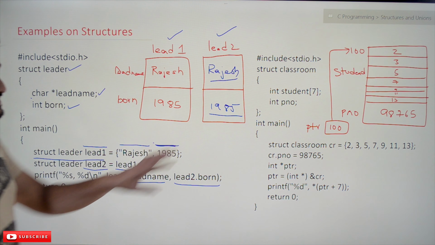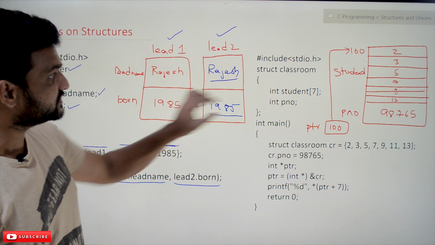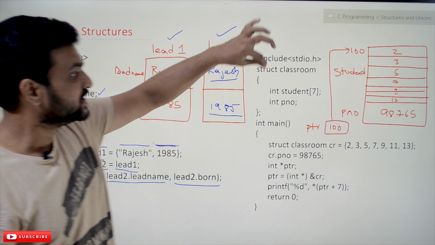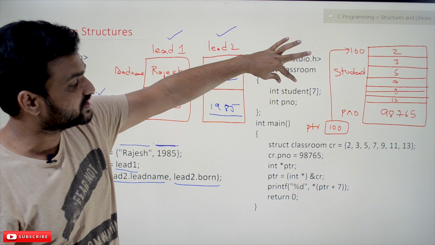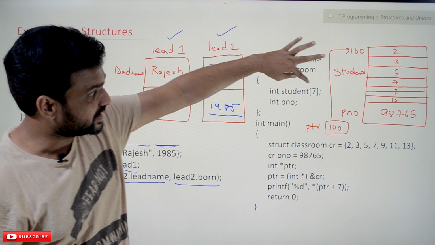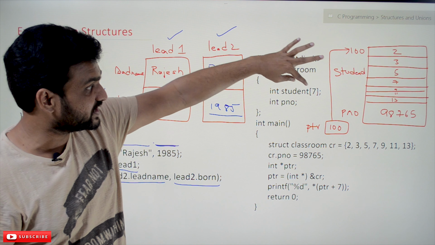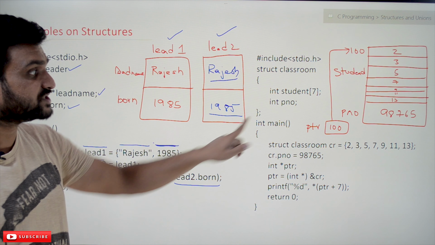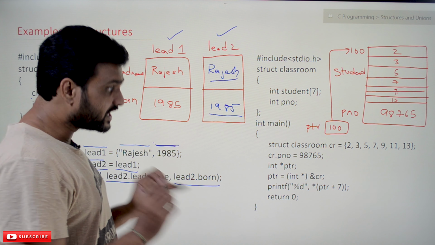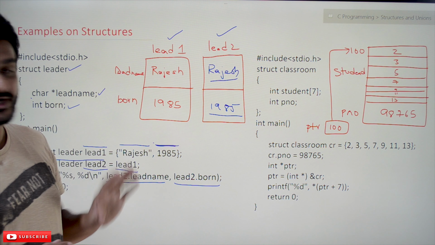So this is our first example. In this example we have a structure called classroom. The members are a student array, which is an array of 7 elements of integer type, and p number, which is of type integer. Now this example is a bit important to understand.